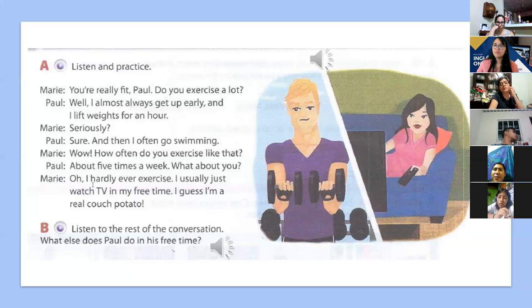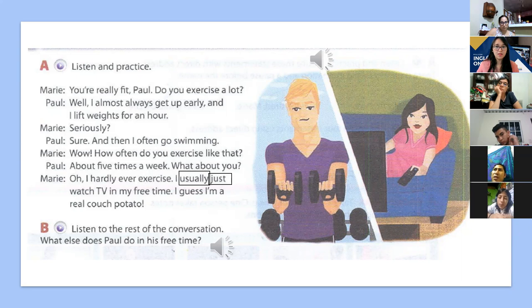Hardly ever. Tenemos la palabra really, really fit. Son aquellas personas que les gusta hacer mucho ejercicio, right? Están en línea. Tenemos también usually. Usualmente, right? Tenemos la palabra just. I usually just watch TV. Yo usualmente lo que hago es ver televisión, right? O solo veo televisión.